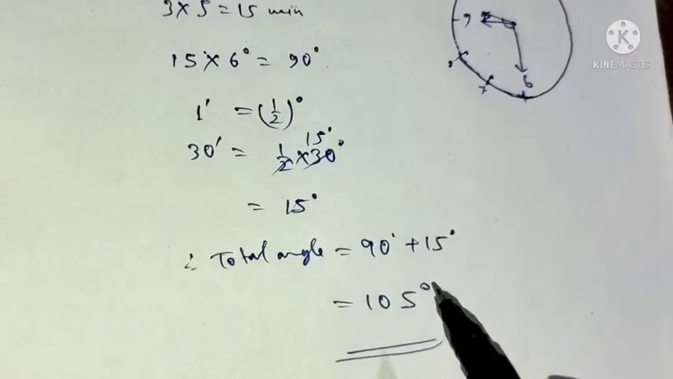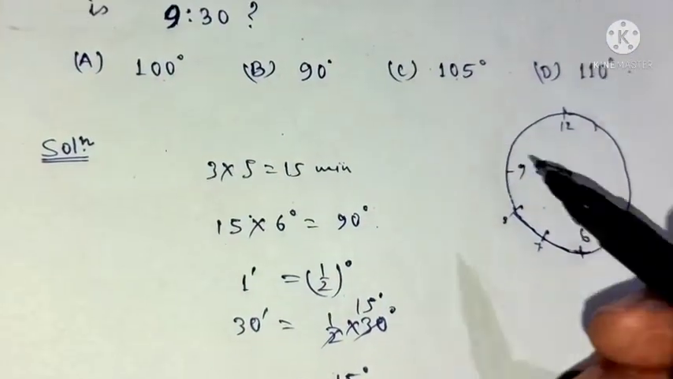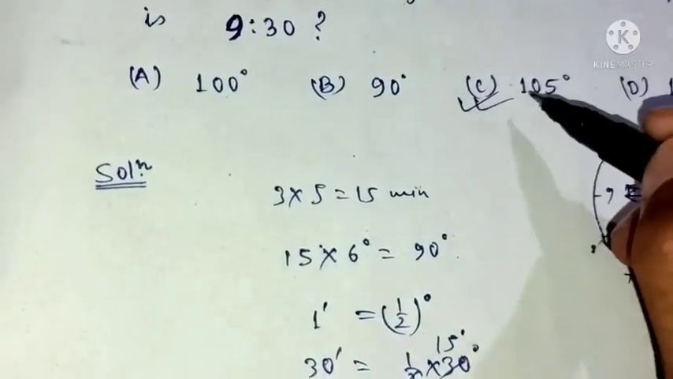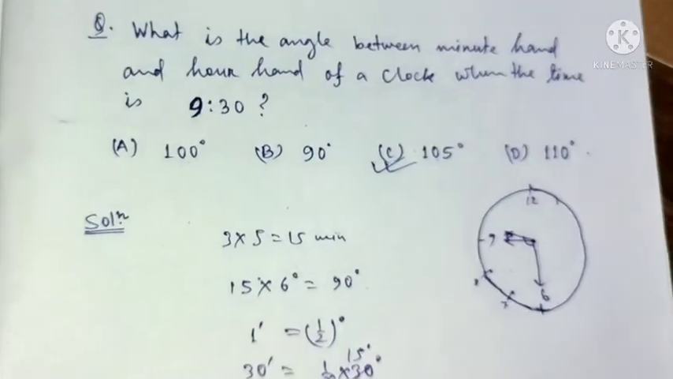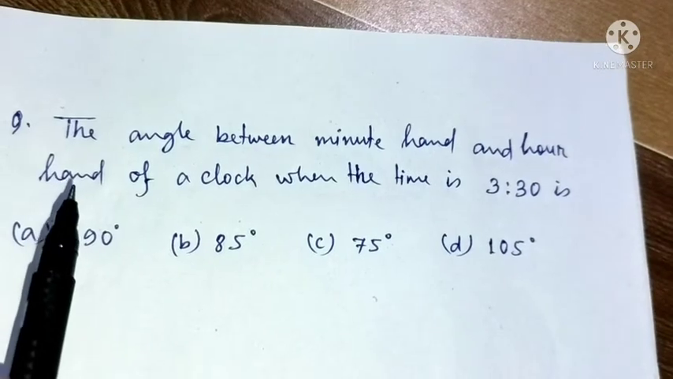So this is how you can easily find the angle between the minute hand and the hour hand. 105, where is the option? Option C is the correct one here. So I think you have cleared this concept very well. I have given one more example here.